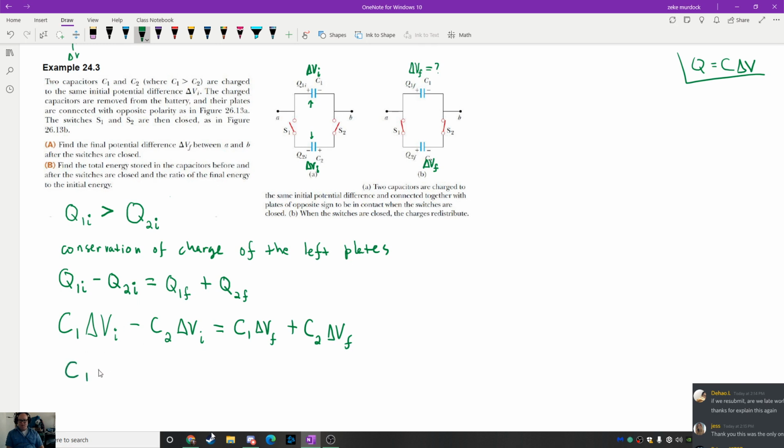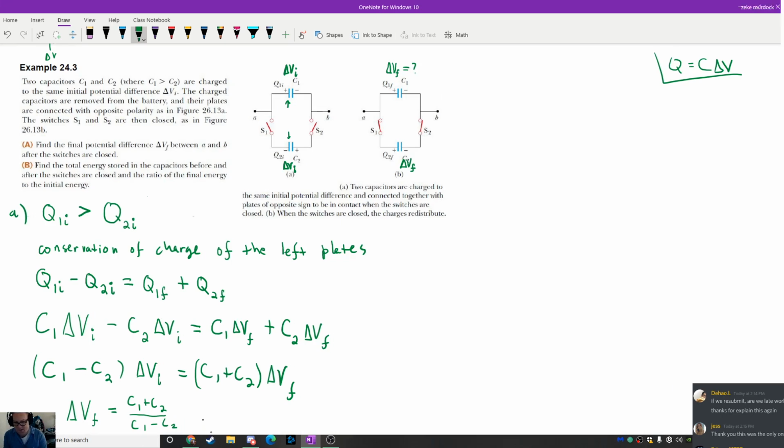So we'll have C1 minus C2 times delta V initial is equal to C1 plus C2 times delta V final. And then I guess there's enough room down here to write this. So the final result then is going to be, and this is all part A, delta V final is going to be equal to C1 plus C2 divided by C1 minus C2.